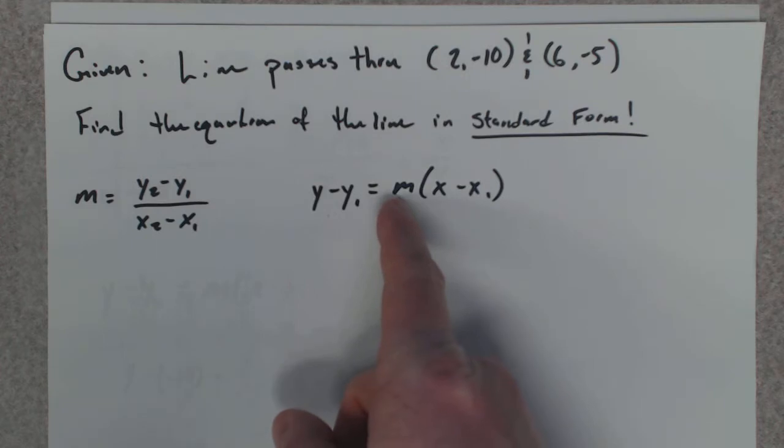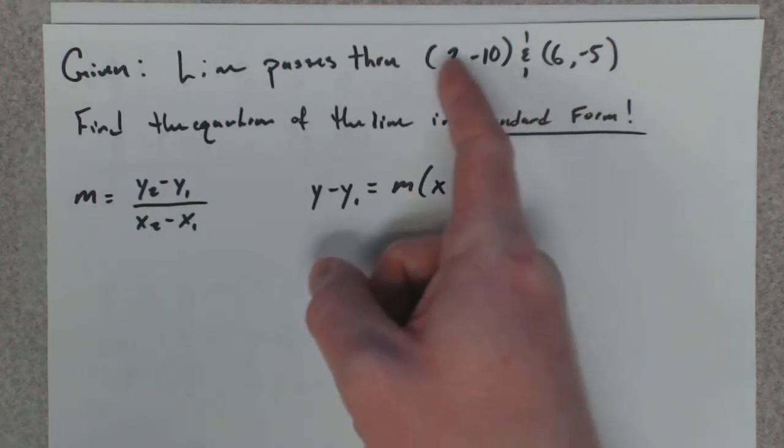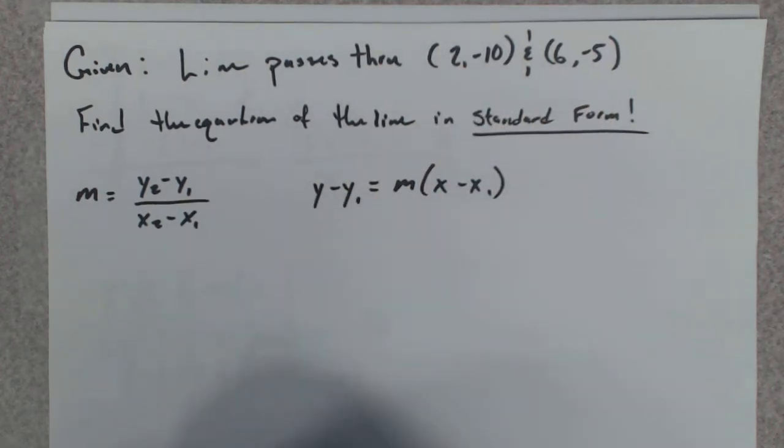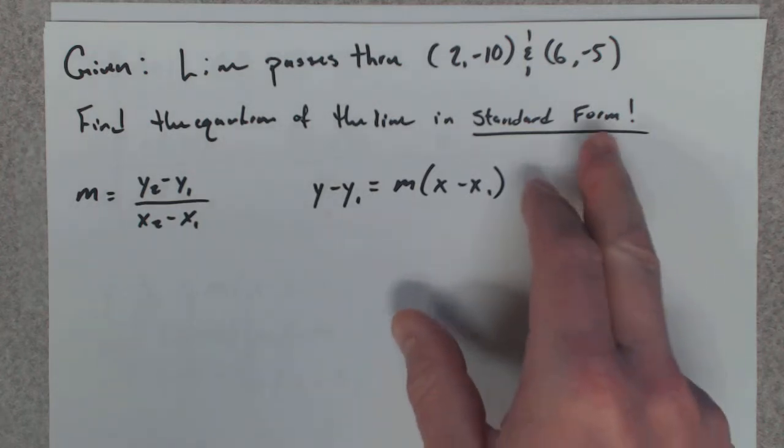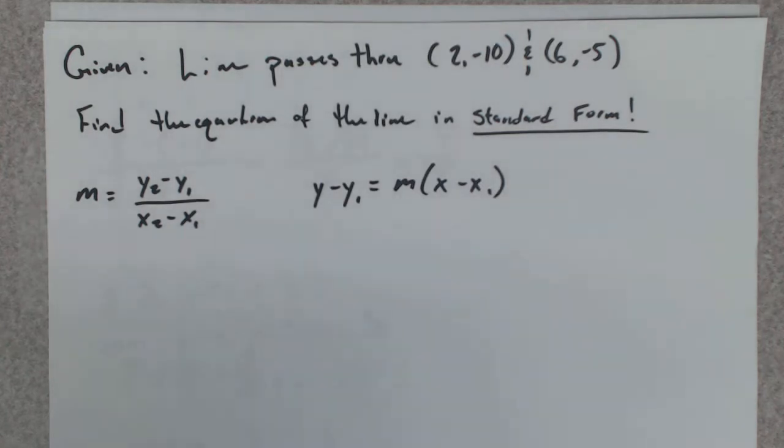We'll put it right there. Then I'm going to pick one of these 2 points, plug it in for y and x, simplify it. Once I get it simplified, I'll put it in standard form. Recall what standard form is: ax plus by equals c.